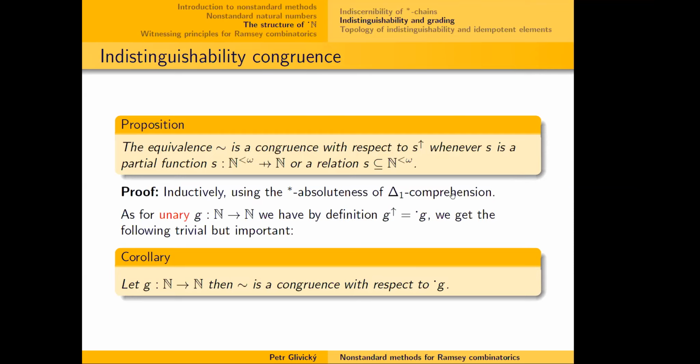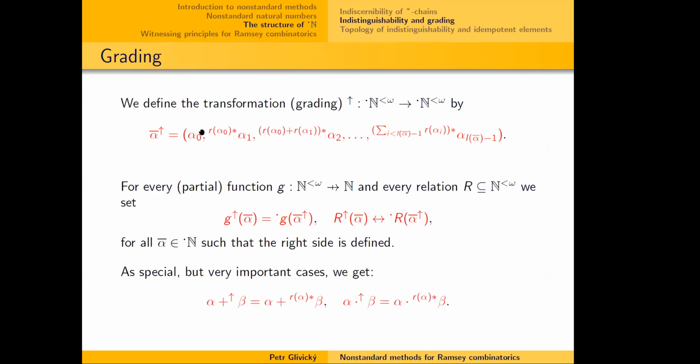The proof is technical again, so I'm skipping it, but it's not that hard. It's just using the delta 1 comprehension and its star absoluteness. And a very special important case is for unary functions, because a unary function takes as argument just one tuple, and one tuple graded doesn't change because the first element of each tuple doesn't change when graded. As we saw here, the first element doesn't change.